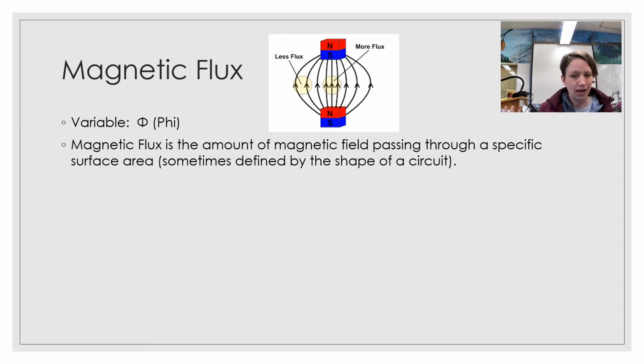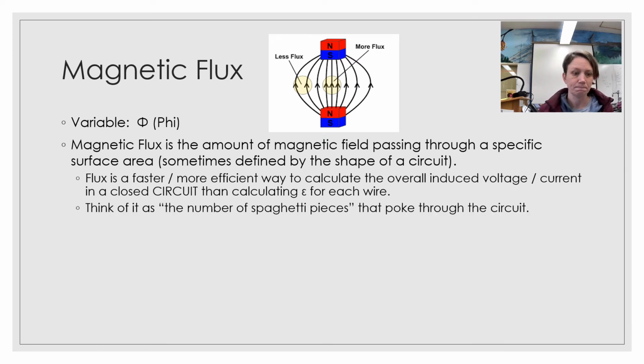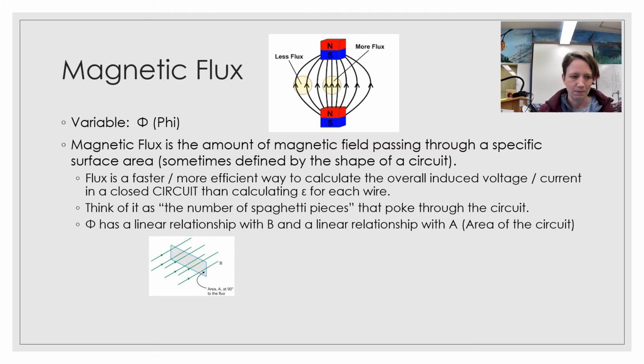In this class, we're usually going to use the surface that is defined by the shape of the circuit, but if you take more physics, there are other reasons to define different surfaces. The reason we use flux is because it's a lot more efficient to calculate the overall voltage or induced EMF in a system of wires than by trying to calculate the voltage for each wire and take into account the direction, etc. So flux takes into account overall the entire shape of the circuit. For example, and I think I already mentioned this, you can think of flux as the number of spaghetti pieces that are poking through the circuit.